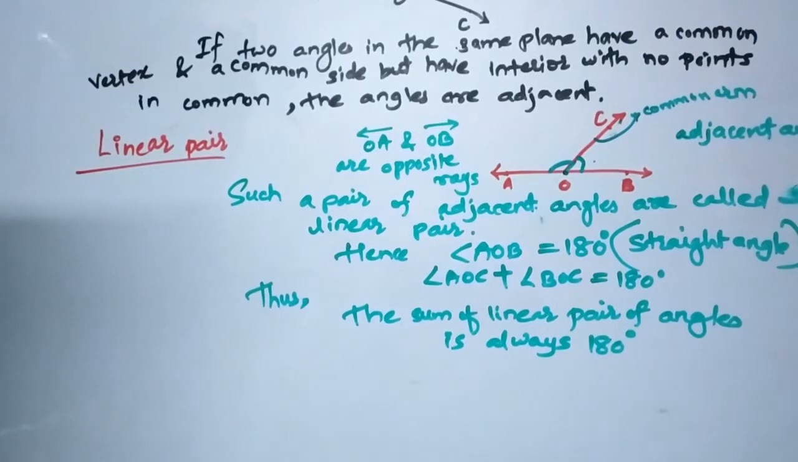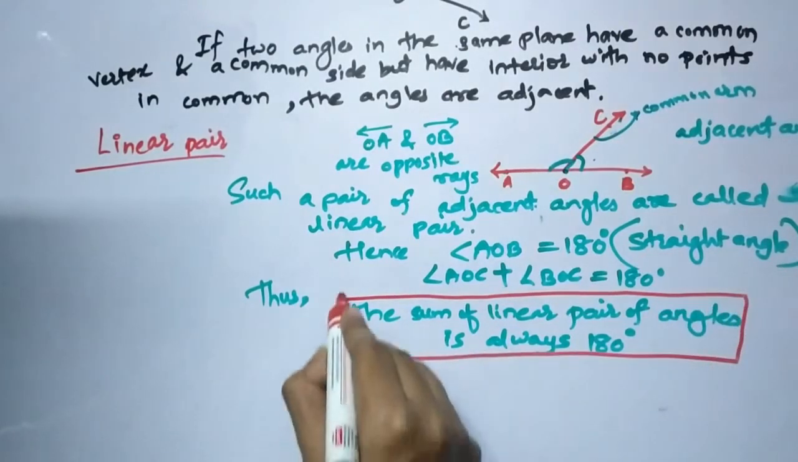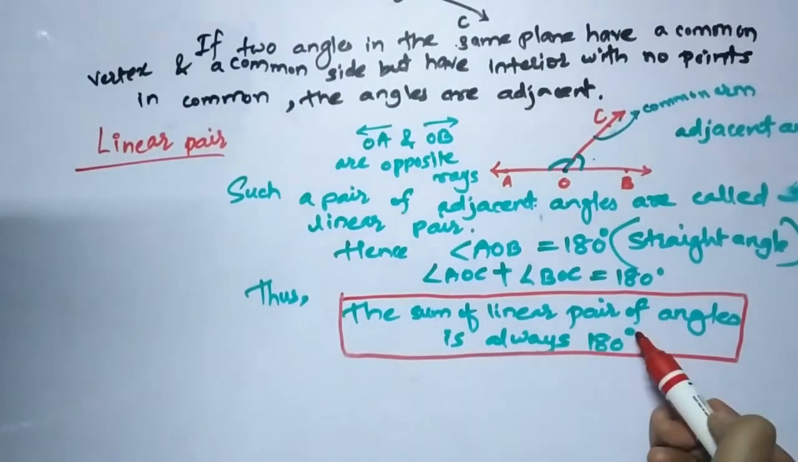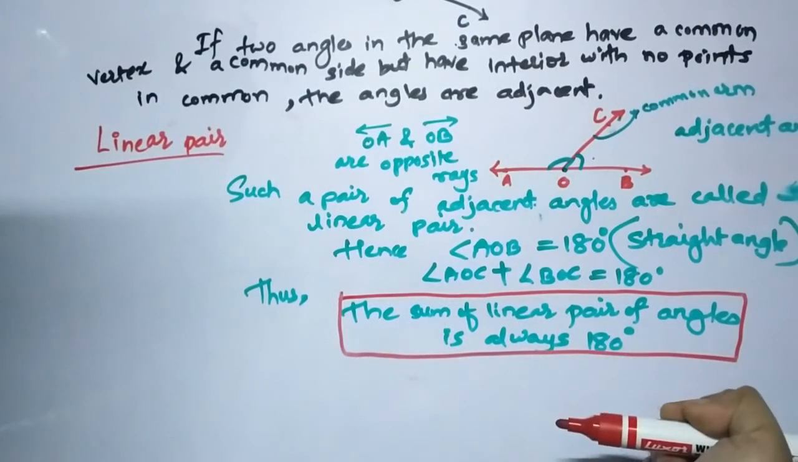This is a final conclusion which we have to use, and this is a very, very important part. The sum of a linear pair of angles is always 180 degrees. This property we have to keep in mind.